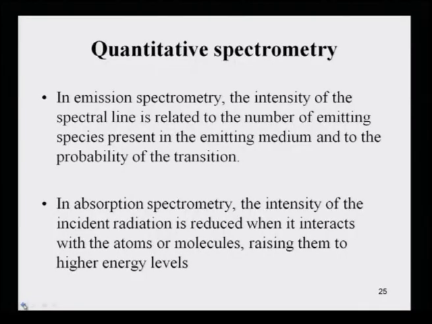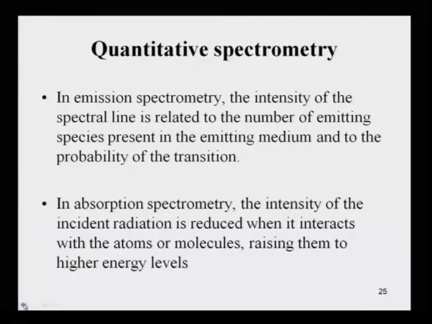Quantitative spectrometry. The word quantitative means it is an absolute value, a quantity is decided. In emission spectrometry, the intensity of the spectral line is related to the number of emitting species present in the emitting medium and to the probability of the transition. So in emission spectroscopy, the intensity of spectral light will show the species that have been absorbed or excited or elevated to a higher energy level.